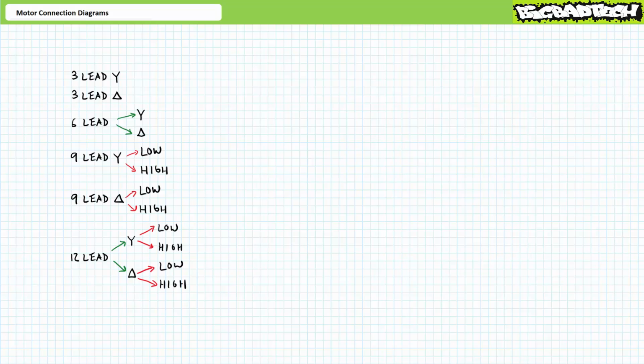In conclusion, this lecture discussed motor connection diagrams. We examined 3, 6, 9, and 12-lead motor connection diagrams and discussed dual voltage motors, Y and delta configurations, and briefly discussed how motor connection diagrams may influence the suitability of certain types of reduced voltage starters.